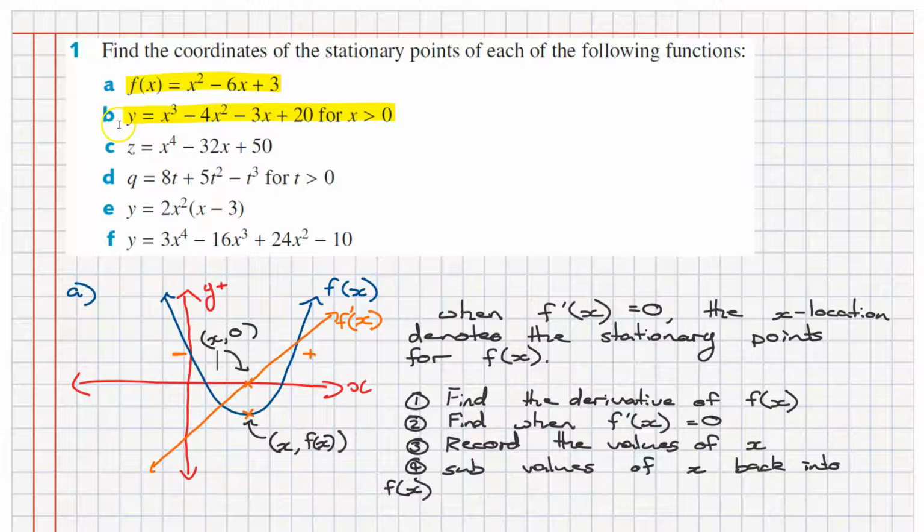So for the function b here, y equals x cubed minus 4x squared minus 3x plus 20 for x greater than 0. Simply looking at this, we can see that we've got an order 3 function. So when we take the derivative of this function, we'll get a second order function, which then implies that provided the roots are real and they are above x equals 0, we're not going to see more than 2 roots. There's going to be 2 stationary points.